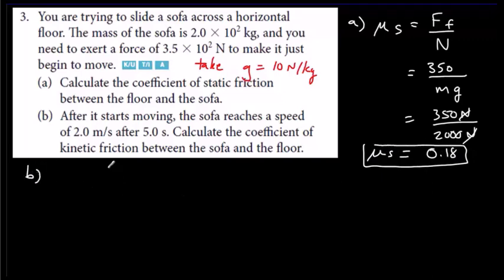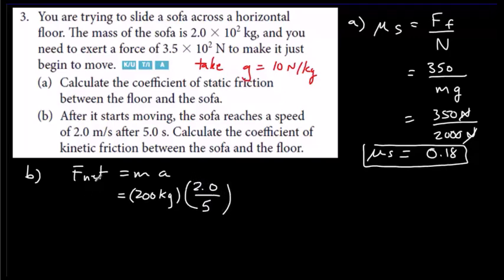Now in part B, I'm going to start with F net equals mass times acceleration. And I'm trying to push a mass of 200 kilograms. And I'm told some information that gives me the acceleration. It changes its velocity by 2.0 in a time of 5 seconds. So this is the acceleration. Net force, well, that's going to be the push force minus the force of friction. And we're going to assume the same push force as in part A, which was that 350 newtons of push force. The force of friction will equal the coefficient of kinetic friction times the normal force.